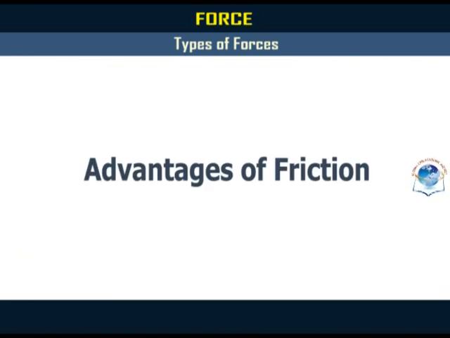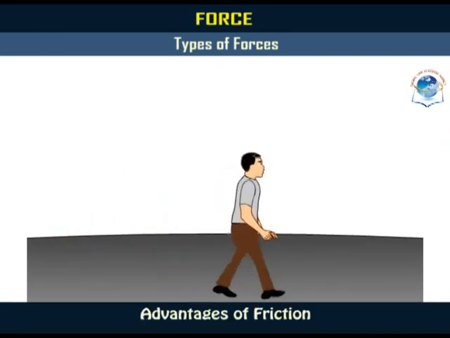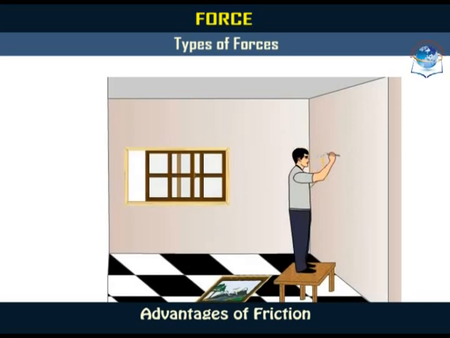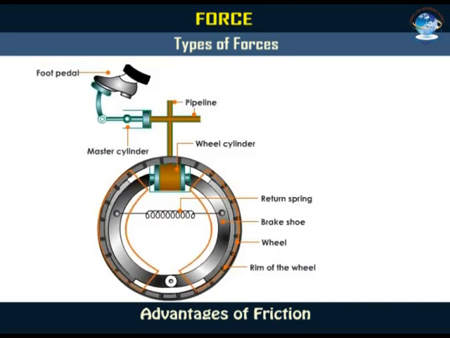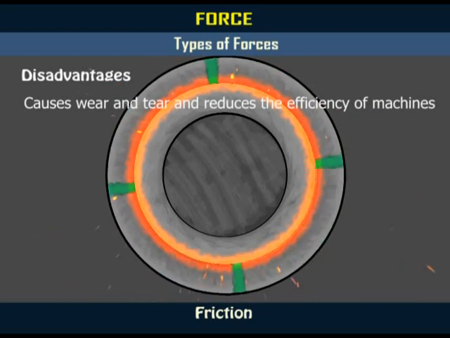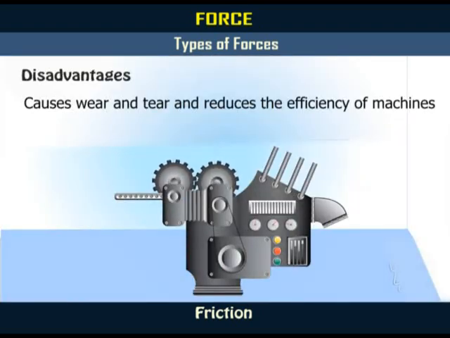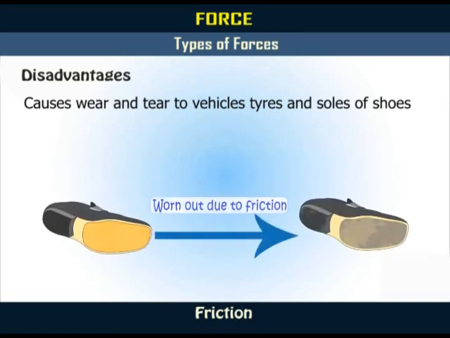Friction is advantageous because it allows us to be able to walk on the ground without sliding, hammering nails into a wall, and also braking of motor vehicles. However, because of friction between moving parts, it causes wear and tear and also reduces the efficiency of machines. It causes damage to vehicle tires and soles of shoes.